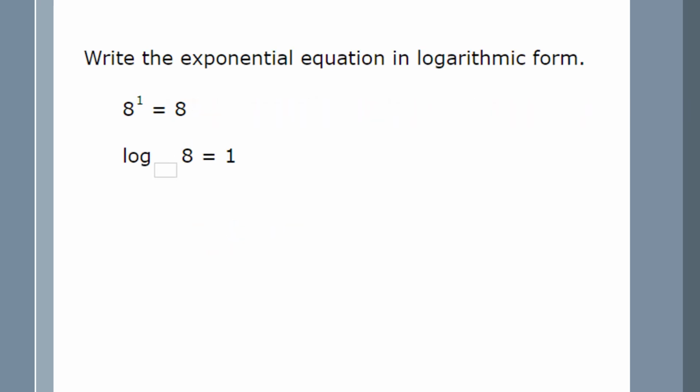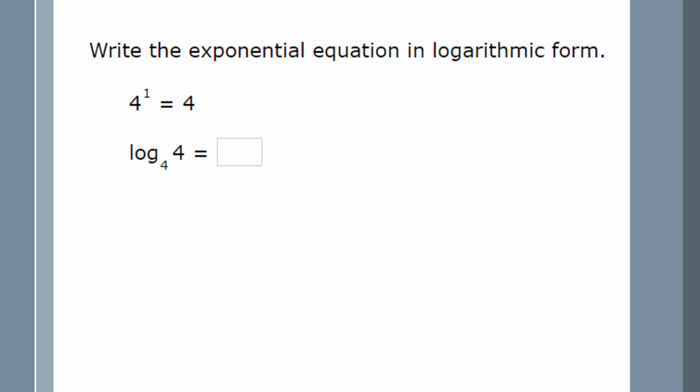Alright. So I want you to try this one on your own too. Pause and try it. Alright. Welcome back. If you have paused the video, read the directions, and tried this out, you are awesome. And did you get log base 8 with the argument of 8 equals 1? If you did that, awesome.